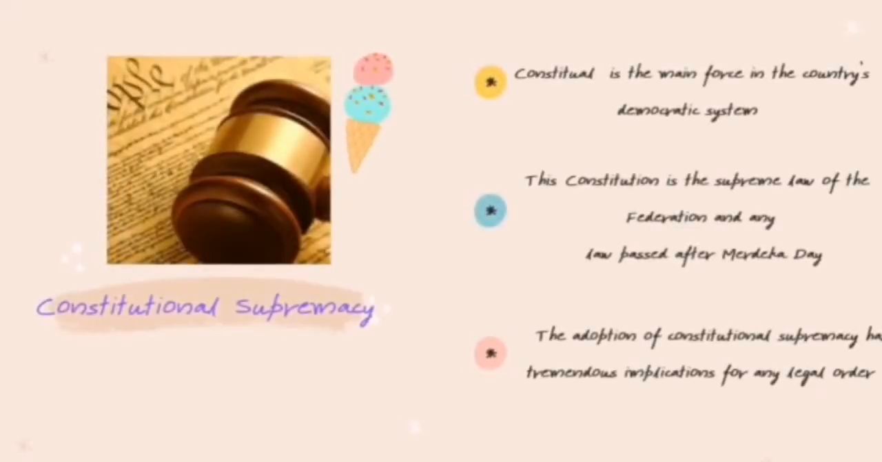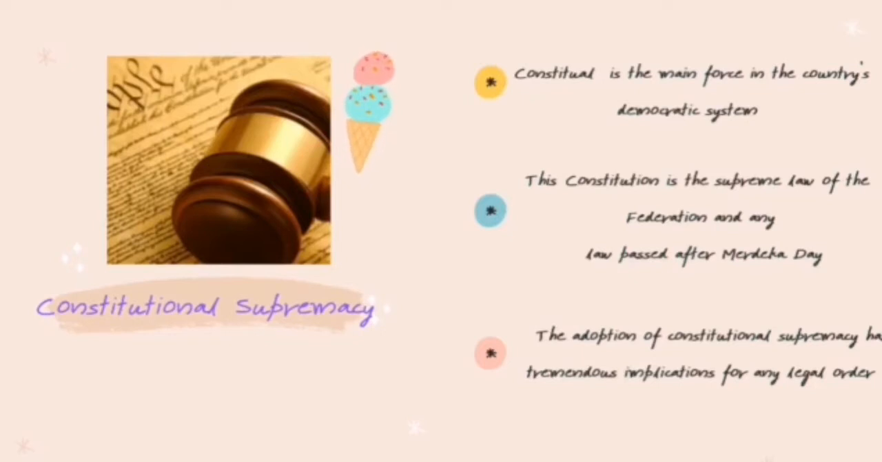Ideally, as a country with a written constitution like Malaysia, we should adopt a system of constitutional supremacy, where the constitution is the main force in the country's democratic system. Article 4(1) declares that this constitution is the supreme law of the federation and any law passed after Merdeka Day which is inconsistent with this constitution shall, to the extent of the inconsistency, be void.